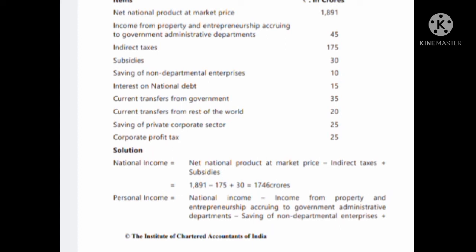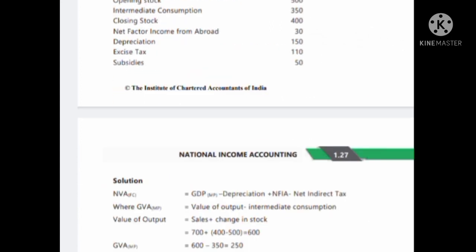The next one is personal income. As you all know, the formula for personal income is national income minus income from property and entrepreneurship accruing to government administrative departments, minus savings of non-departmental enterprises, plus national debt interest, plus current transfer from government, plus current transfer from the rest of the world, minus savings of the private corporate sector, minus corporate profit tax. If you substitute all the numbers given in the question, you will get the answer of 1,711 crores.